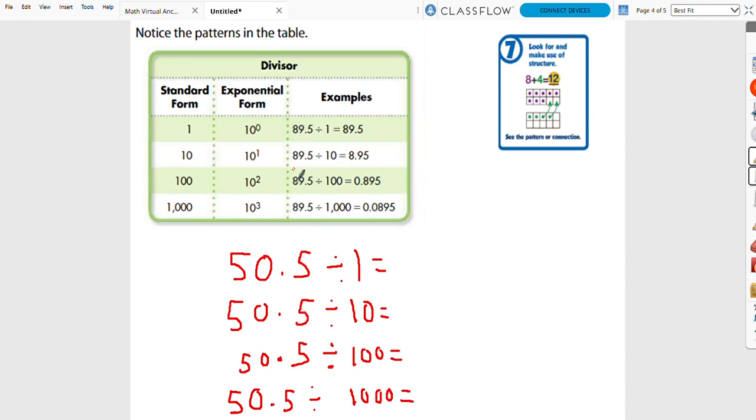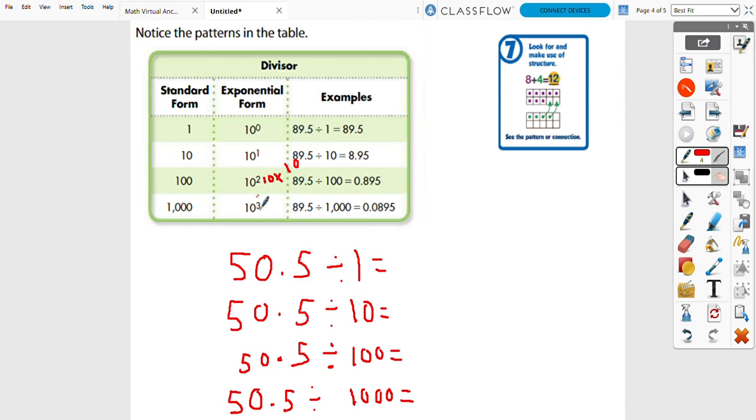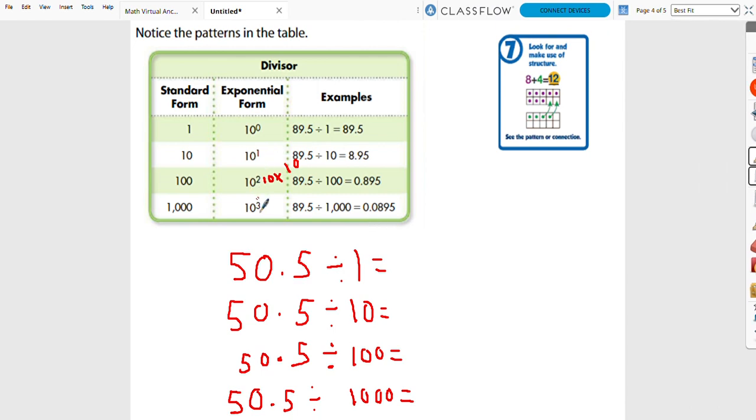Let's look at if we divided it by 100, or 10 to the second. Remember, this is 10 times 10, which is 100. They took the decimal point and moved it 1, 2 to get that decimal point right before the 8 to make it 0.895, or 895 thousandths. If they did it to 10 cubed, or 10 to the third power, it's divided by 1,000. 89.5 divided by 1,000.